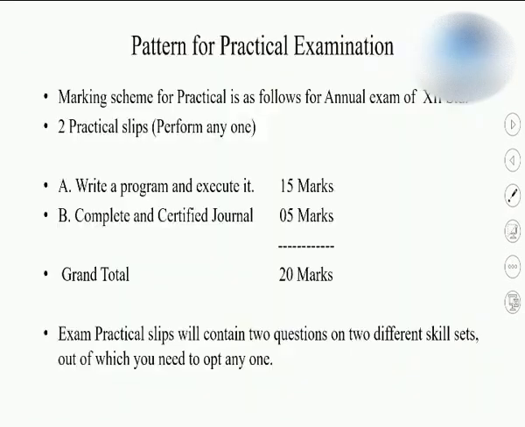For the annual examination, you will get 2 practical slips. You have to perform any one of them. Students, do remember that these slips will be from different skill sets. That means one will be from HTML, then another will be of JavaScript. If one is of JavaScript, one more will be with PHP. So any combination you will get of the slips, but you will get 2 different slips of any skill set. So here you need to perform any of the programs. You need to execute it, and for that 15 marks is there.